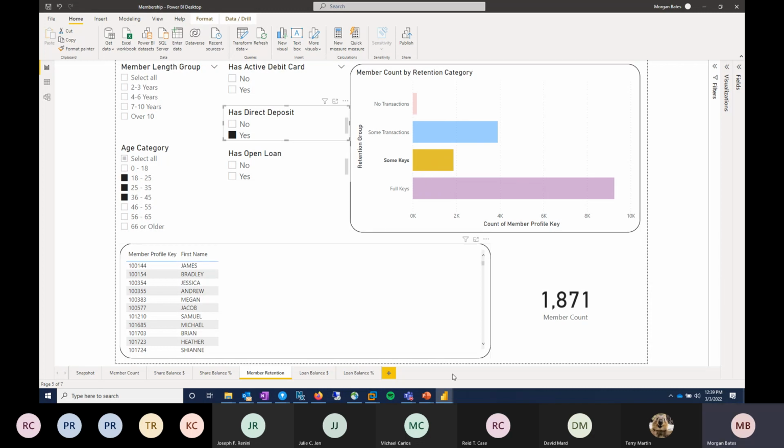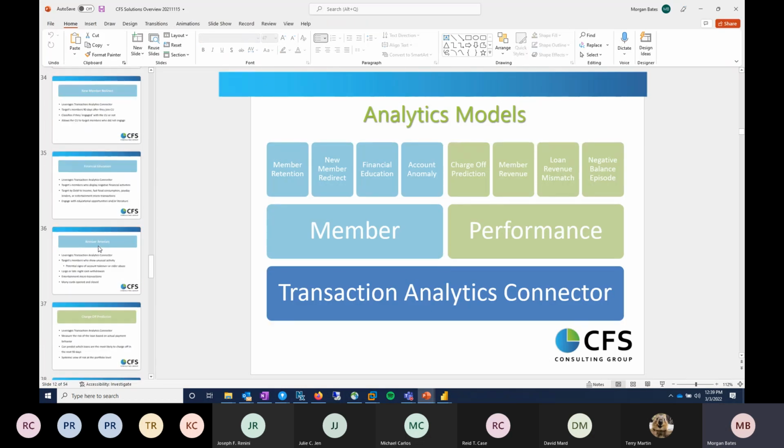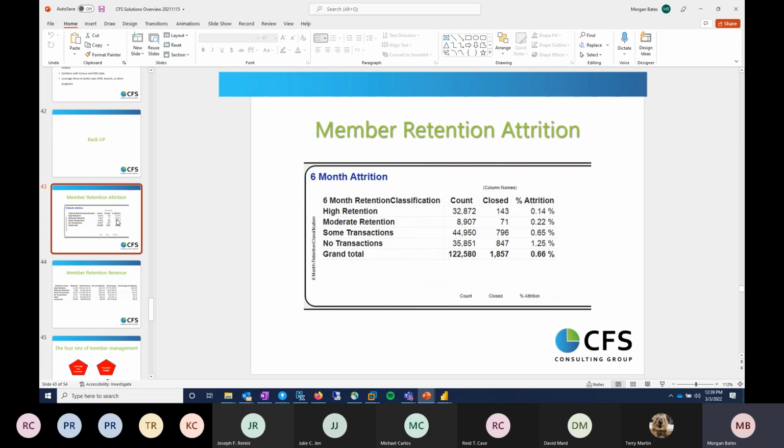You say, well, okay, that's great, but what do I get out of it? Why does that matter? Well, let me show you. This is, once again, from another credit union. This is the attrition rate for the member retention model. If they're in the highest retention group, this particular credit union had 32,000 members, and across the 6-month horizon, they lost 143 members out of this group, 0.14%. And I'd be willing to bet if you look at those 143, they all left for a very specific reason. I'm leaving because I'm going to Australia, right? They didn't just attrition out. They had specific purpose around it.